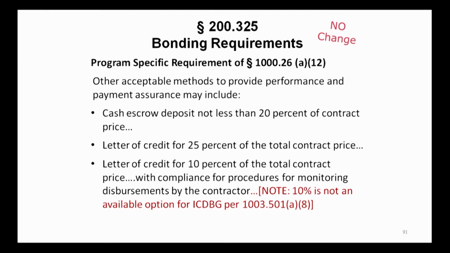Here are some alternatives that you have. It's noted, however, that for ICDBG, the 10% is not an option. Again, we're talking about program-specific requirements. We have one requirement for IHBG, another requirement for ICDBG. That's a little bit different.